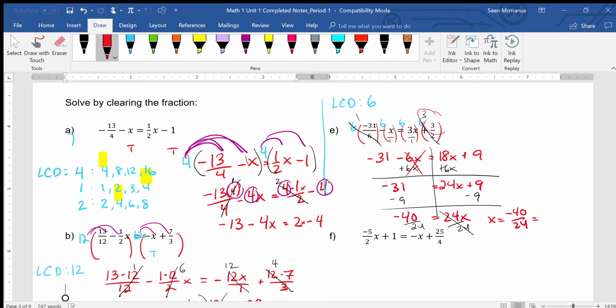And reducing those fractions like we did before, they're both even numbers. So I'm going to think if they are divisible by 4, right? They're both divisible by 4, but then it'd still be even. So I'm going to try another multiple of 2 by 8. So if I divide each of those by 8, 8 goes into 40 5 times, and 8 goes into 24 3 times. And so x would be equal to negative 5 over 3.